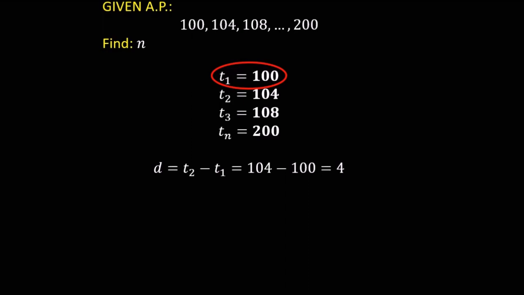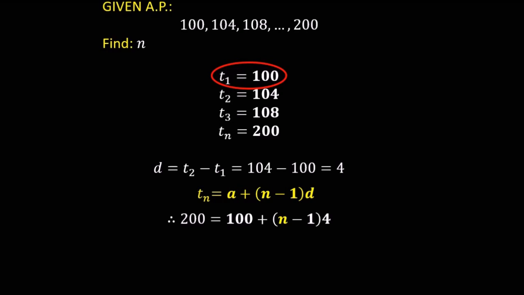And all we need to do is plug these 3 into the equation and find the unknown term n. Let's write out the equation. It's Tn is equal to a plus n minus 1 into d. Plugging in the things we know: Tn is equal to 200, a is equal to 100, and d is equal to 4. Put that into the equation and you get 200 is equal to 100 plus n minus 1 into 4.